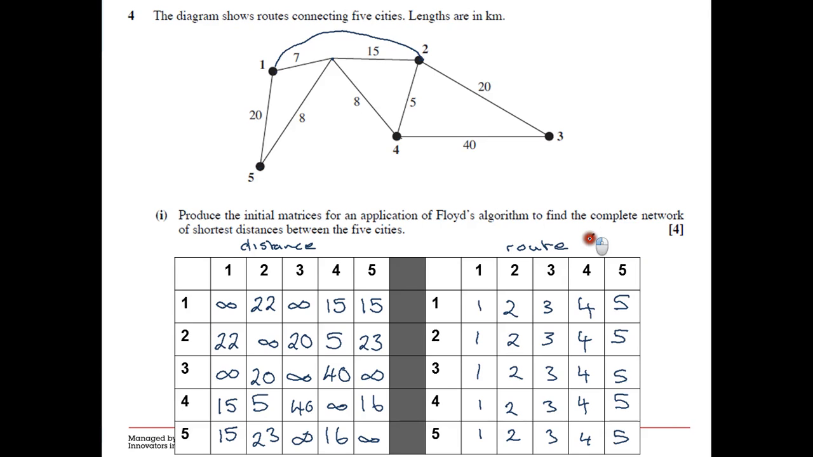There was 1 mark for the route matrix and 3 marks for the distance matrix, and those 3 marks were 1 mark for having a go, method M1, and then an A1 for getting that top row correct, because that was the really tricky one, and an A1 for the rest.